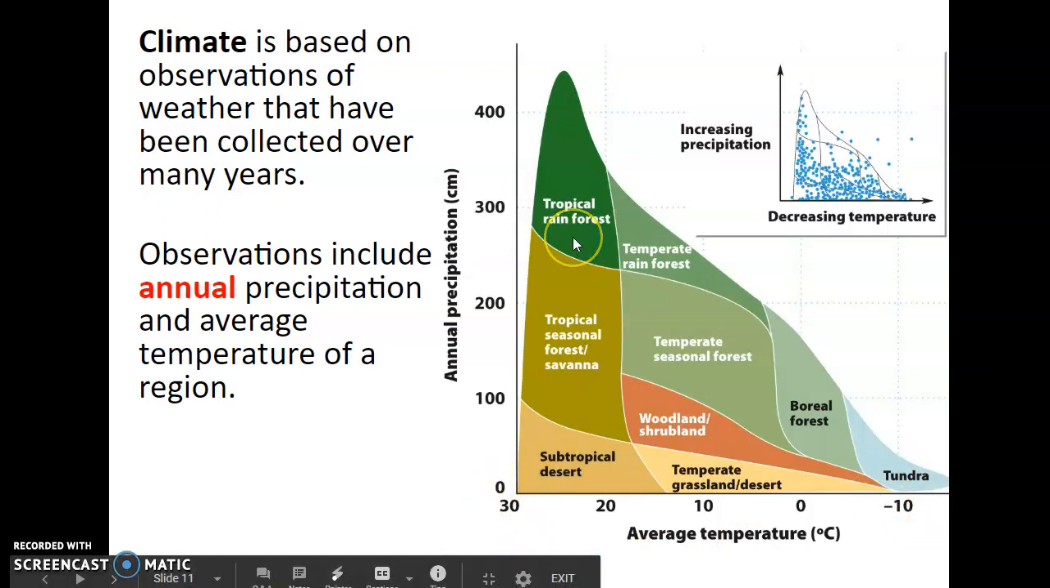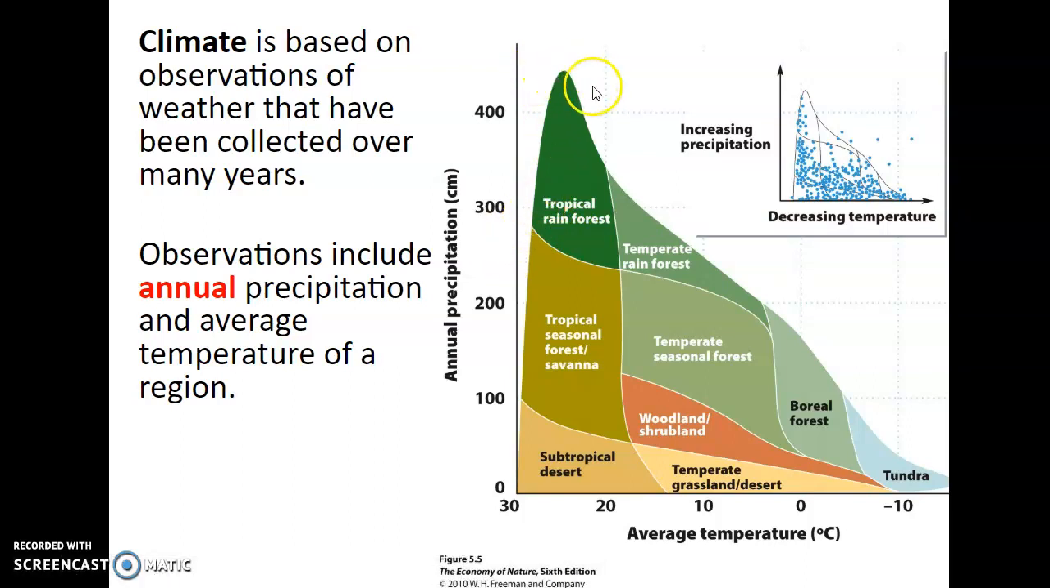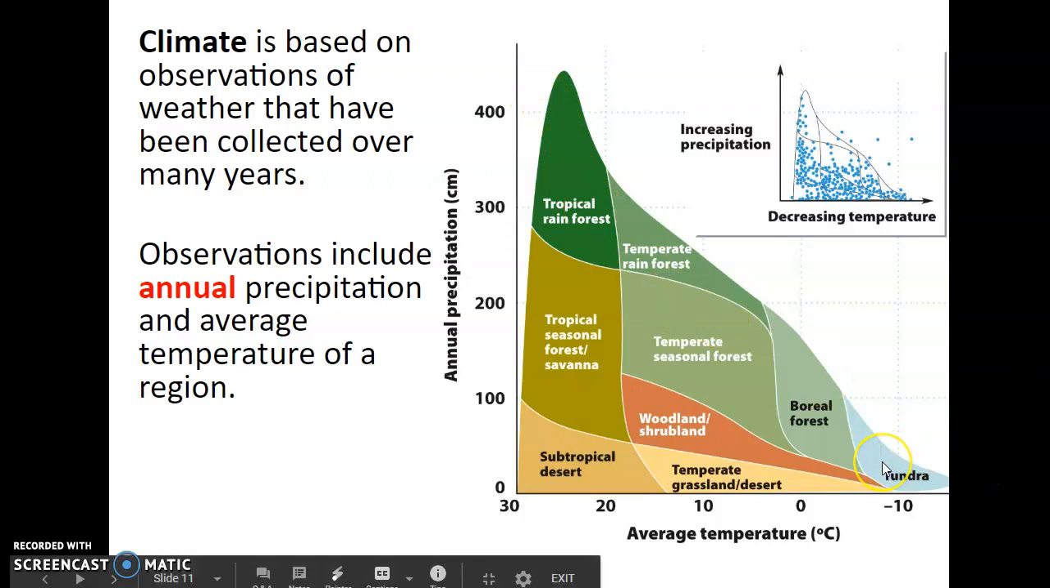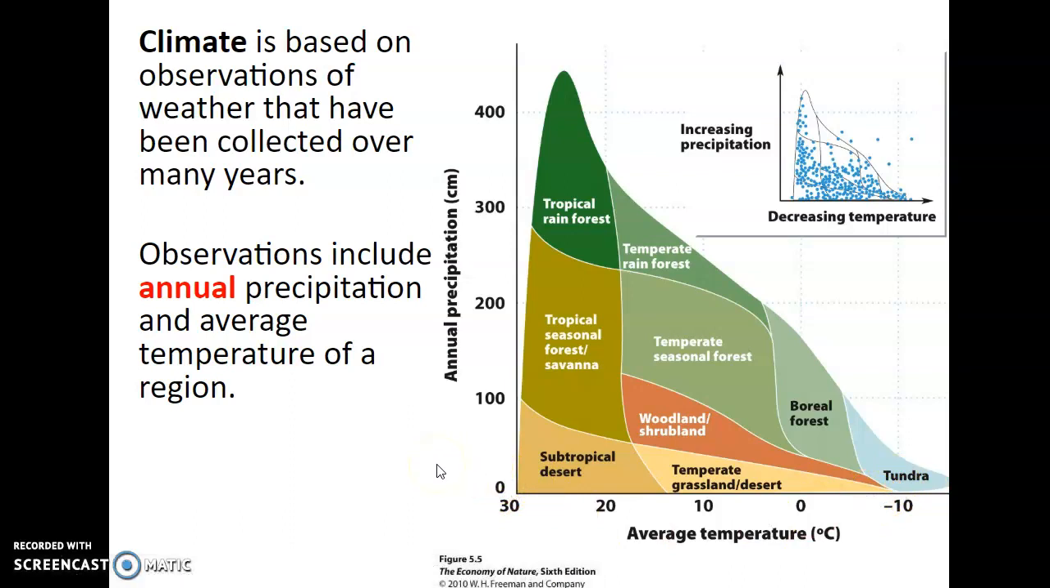So if we're in a tropical rainforest, it tends to be a lot warmer, and we tend to receive tons of precipitation annually, over 400 centimeters. But for example, if we were looking at tundra, another type of biome, those are categorized by cold temperatures, -10 degrees Celsius, and very little precipitation. So, as we just mentioned, abiotic factors really do determine our types of biomes and ecosystems.